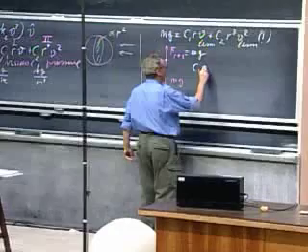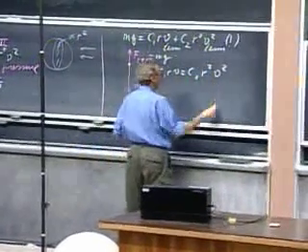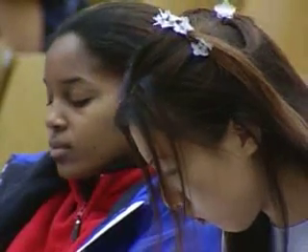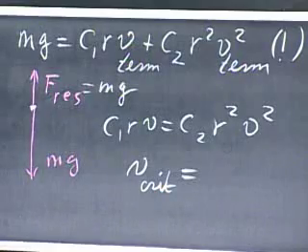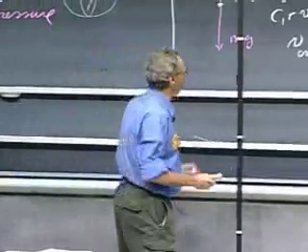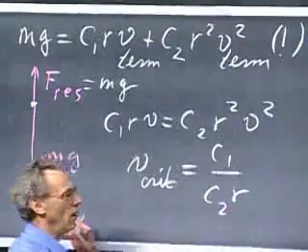So you get c1rv equals c2r squared v squared. And that velocity we call the critical velocity, even though there is nothing critical about it. It's not critical at all. It's simply the speed at which the two terms are equal. That's all it means. And that is, of course, then equals c1 divided by c2 divided by r.